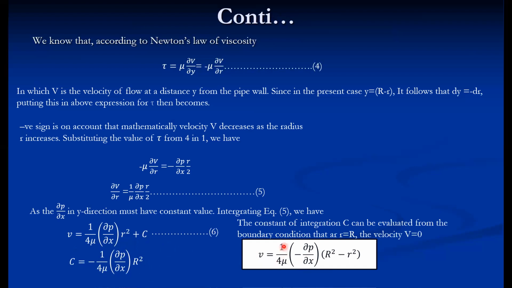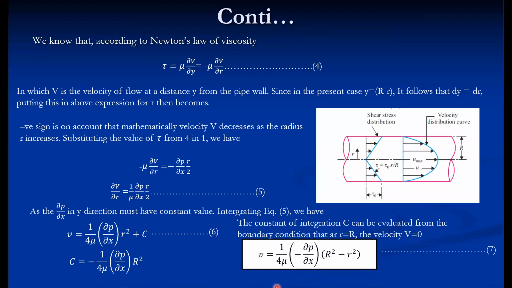So putting this value in equation 6 and simplifying, we get this expression: v is equal to 1 upon 4 mu, minus ∂p/∂x. Intentionally, this minus sign is put inside the bracket because this term has a positive value. Minus ∂p/∂x can be written as (p1 minus p2) by L. That is a negative pressure gradient. So v equals 1 upon 4 mu, times (R square minus r square). Call this equation number 7.